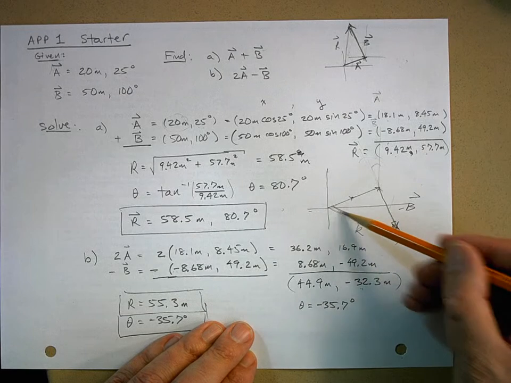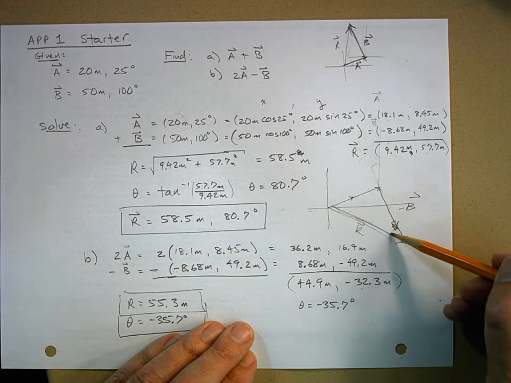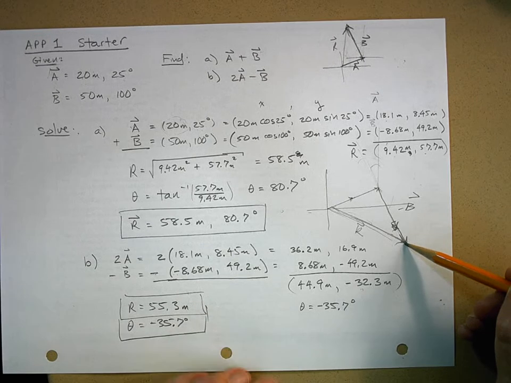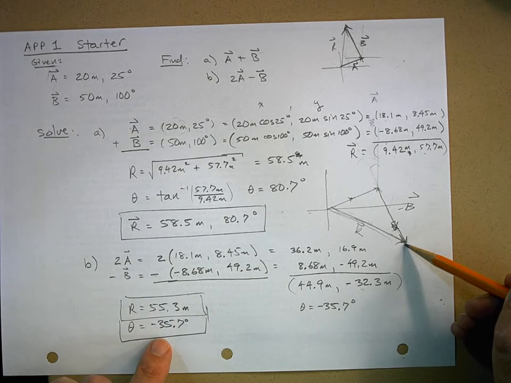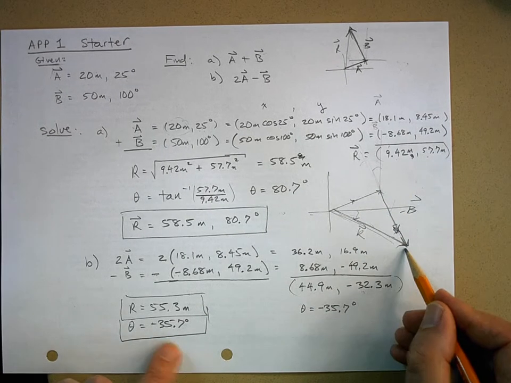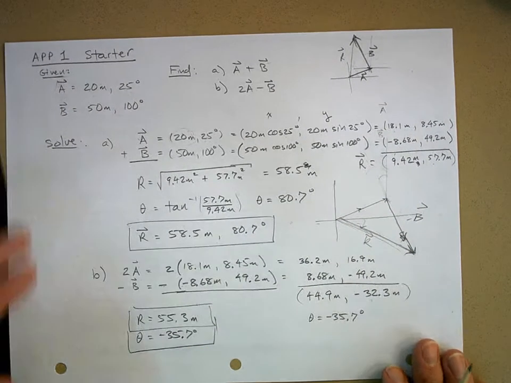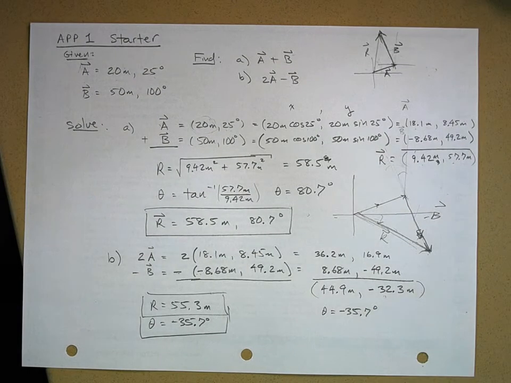So like 20, 40, 50. Yeah, that looks reasonable compared to this answer. This angle, negative 35, does that look like it could be negative 35? Yeah, that looks reasonable. So what I want you to do is draw a little sketch to check to see if the answer you got is reasonable.